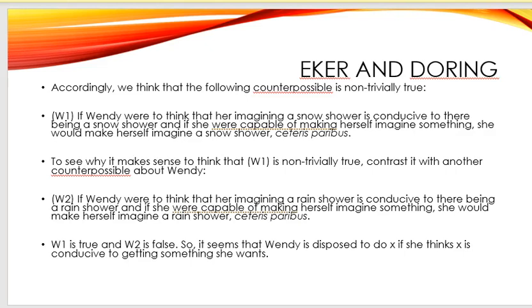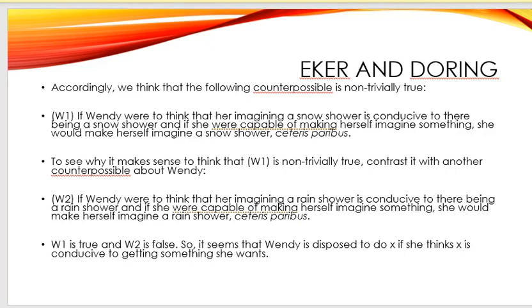If Wendy were to think that her imagining a snow shower is conducive to there being a snow shower, and if she was capable of making herself imagine something, she would make herself imagine a snow shower, everything else being equal. Contrast this with this other case, W2. If Wendy were to think that her imagining a snow shower is conducive to there being a rain shower, and if she were capable of making herself imagine something, she would make herself imagine a rain shower, everything else being equal. The thing is that the first one, W1, is true and number 2 is false.